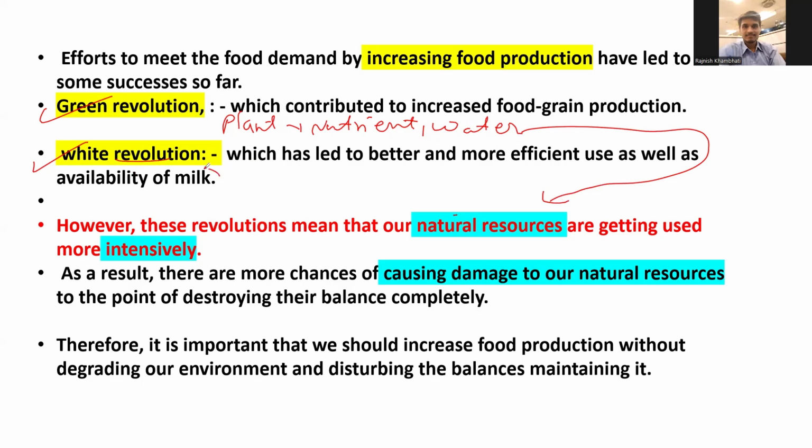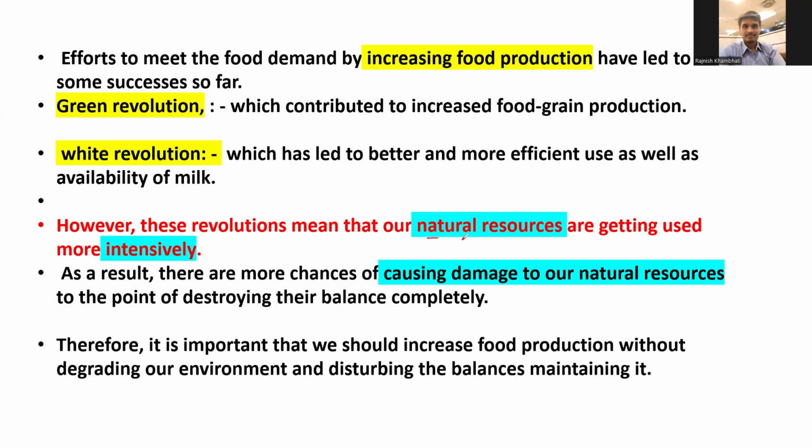Same with the white revolution, meaning milk. Who will give us the milk? Milk is coming from an animal. Understand this. The animal will eat the food and the food will then be converted into milk. So when you get more milk, you need more food, and more food will again come from natural resources. Food, water, other things are what? Natural resources. That means when there is a revolution, we are actually using our nature so often and so much more than usual. That means it is getting utilized more intensively, extra utilized.